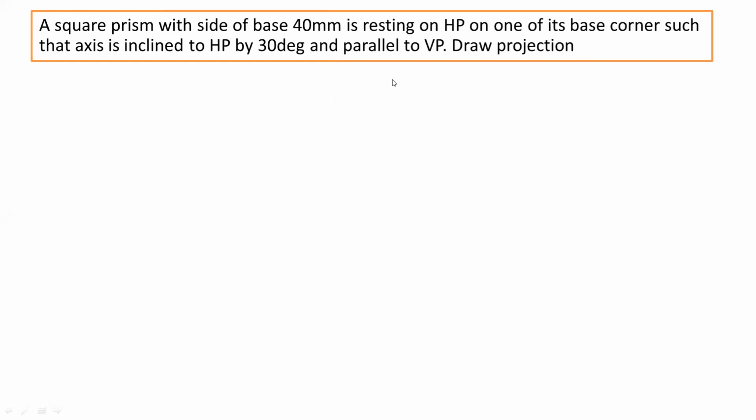So similarly, you can observe here, this is the axis line. Now refer to the second problem. A square prism with side of base 40 mm is resting on the HP on one of its base corner such that the axis is inclined to HP by 30 degree and parallel to the VP. Draw the projection. In the previous case, the prism was resting on the HP on one of its base edge, and in this problem the prism is resting on one of its base corner. So first observe the position in 3 dimensions.